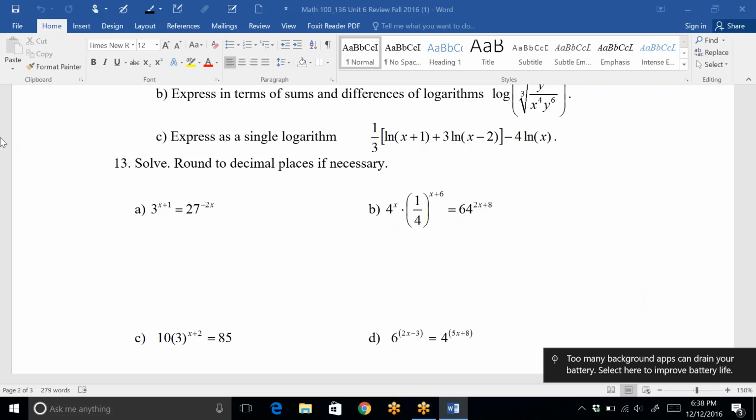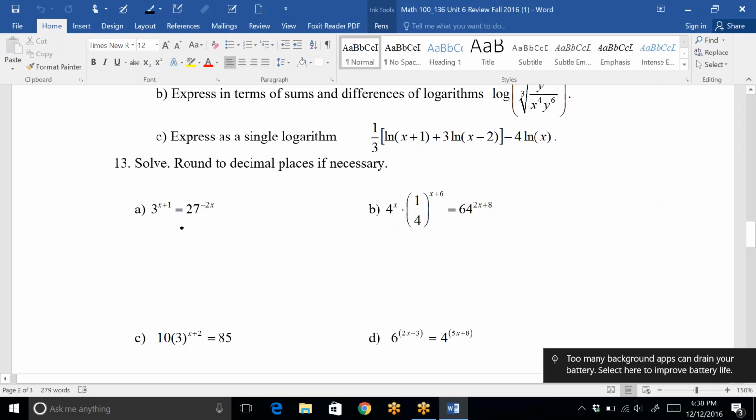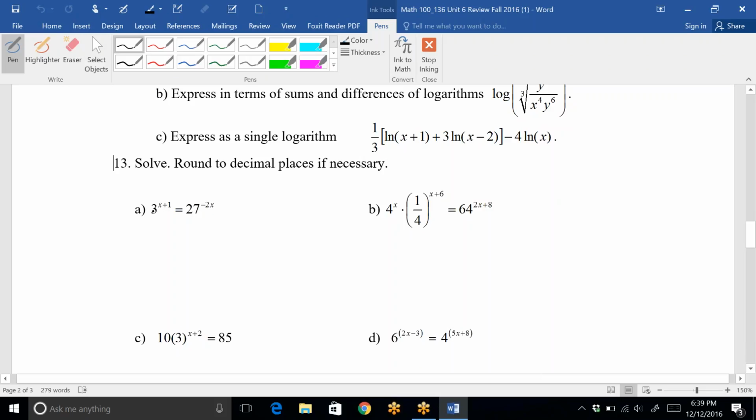Okay, this is numbers 13 and 14 from the review for the part 1 day of the final. So I'm going to start off with part A right here. And this is an exponent on one side with a base and a base with another exponent on the other side. Before you jump straight into trying to do logs, you should always check to see if you can get the same base on both sides.